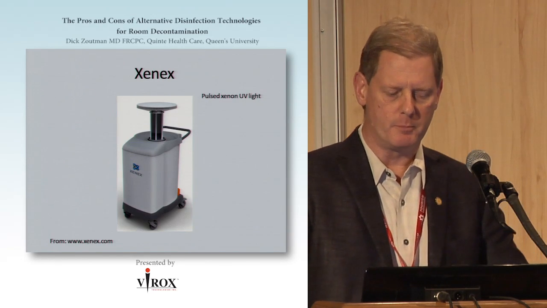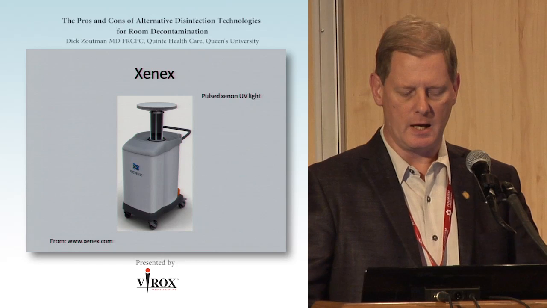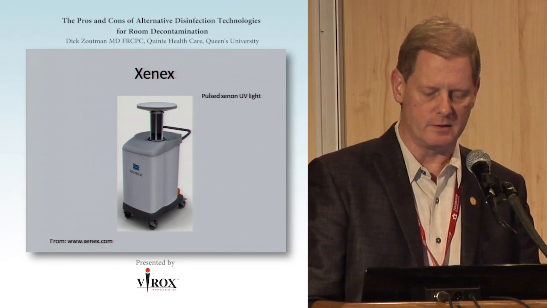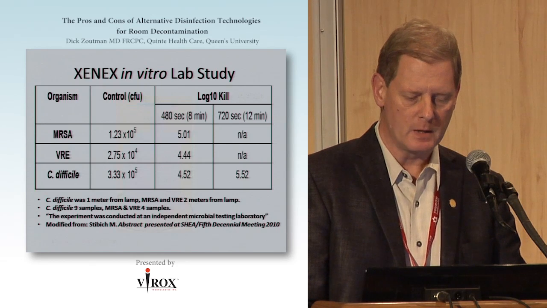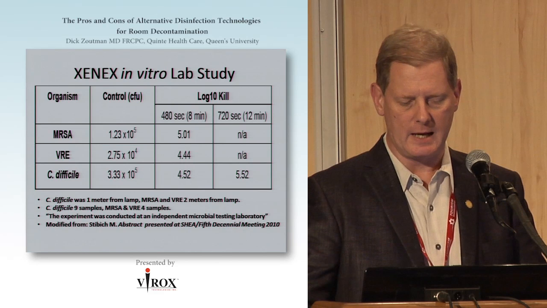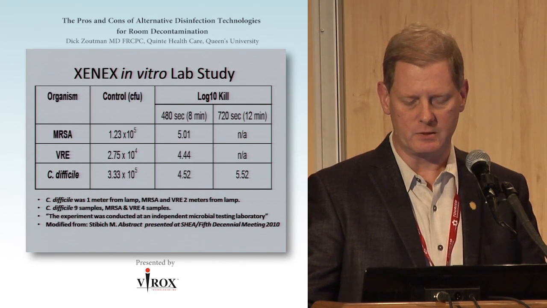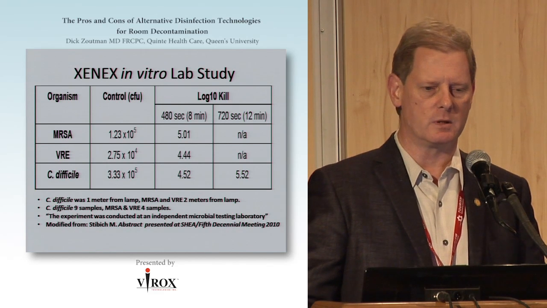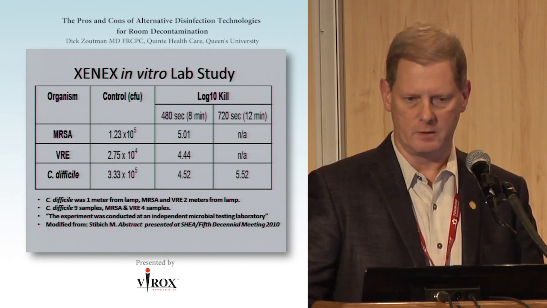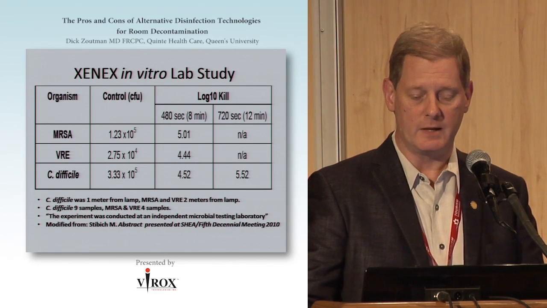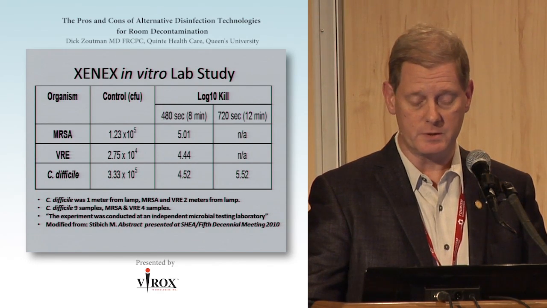The other player in this market is Xenex, and they have a pulsed xenon light system. There's a number of configurations. This is one of them. And this is their own internal data presented in an abstract, so I back calculated a little bit, so I believe we've got this right. But their exposures are 8 to 12 minutes per exposure, which seems very favorable. For MRSA, that results in about, even at 8 minutes, a 5 log reduction, which is impressive.